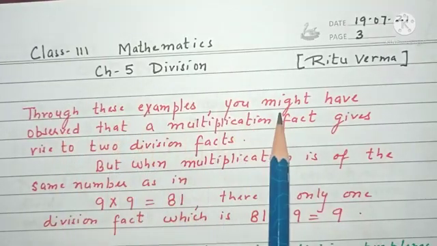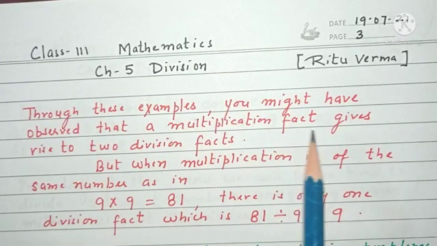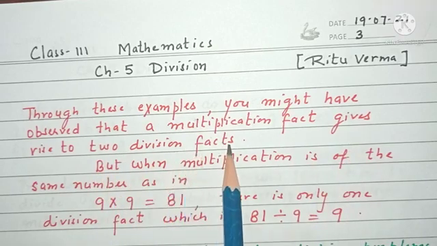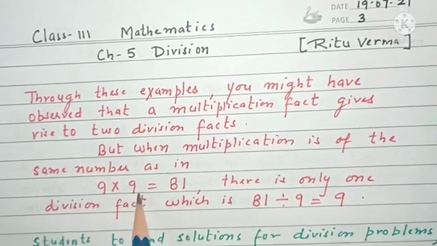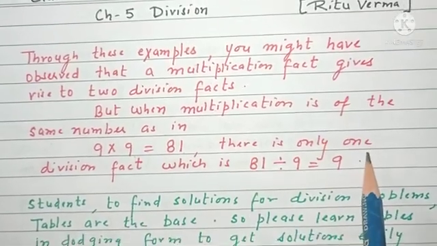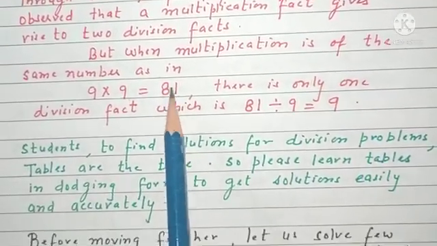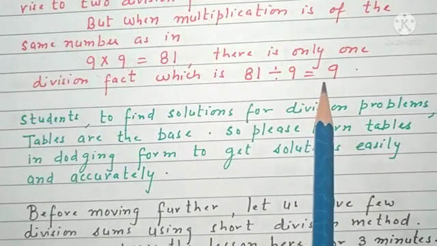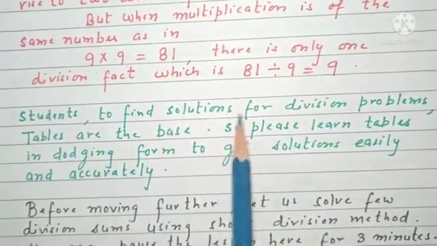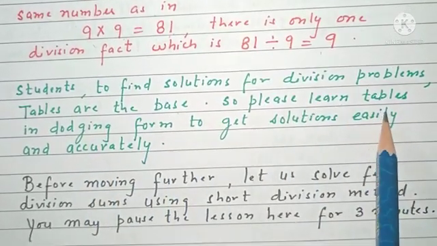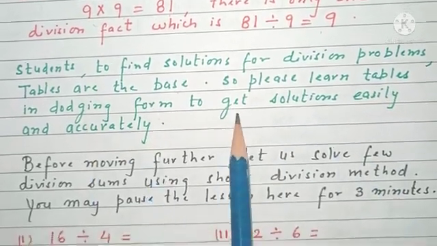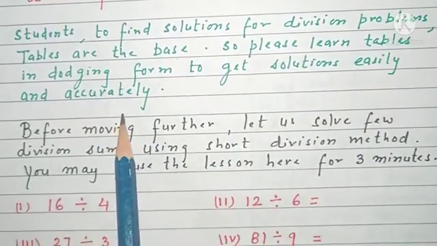Through these examples, you might have observed that a multiplication fact gives rise to two division facts. But when multiplication is of the same number, as in 9 into 9 is equal to 81, here 9 and 9, the same numbers, are multiplied. So in this case, there is only one division fact, which is 81 divided by 9 is equal to 9. So students, to find solutions for division problems, tables are the base. So please learn tables, and especially in jumbling form, to get the solutions easily and accurately.